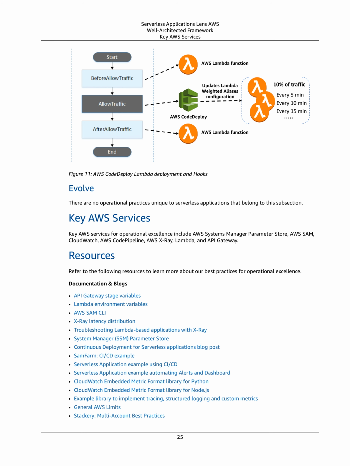Key AWS services. Key AWS services for operational excellence include AWS Systems Manager Parameter Store, AWS SAM, CloudWatch, AWS CodePipeline, AWS X-Ray, Lambda, and API Gateway.